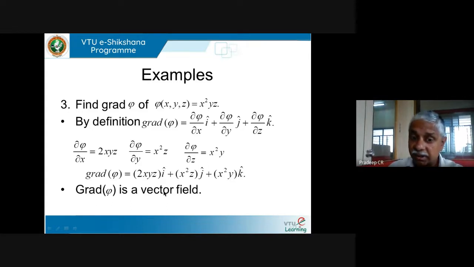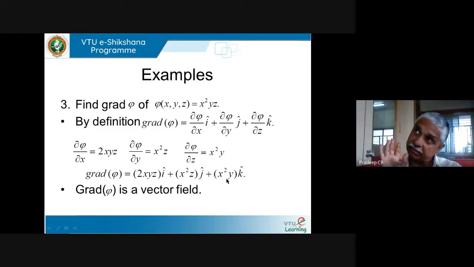Observe this. I told you this before, but I'm just emphasizing it. Grad phi is nothing but a vector field. At every point, it is giving me a vector, so grad phi is a vector field. Starting with a scalar field, I have now found how to obtain a vector field. It means how to associate a vector at every point if you give me a number at every point. That is one.